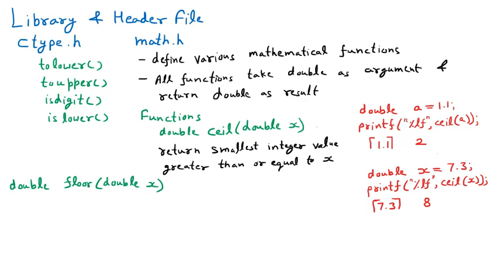Let us suppose the same case I am opting as per the previous example. In the previous example, we have taken double a is equal to 1.1. Now we are saying printf("%lf", floor(a)), %lf is for printing the double value. So that is what we are writing.